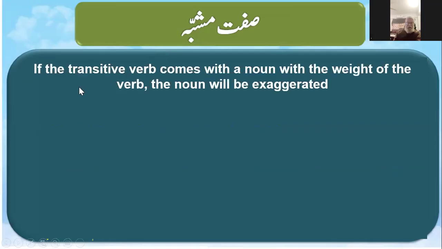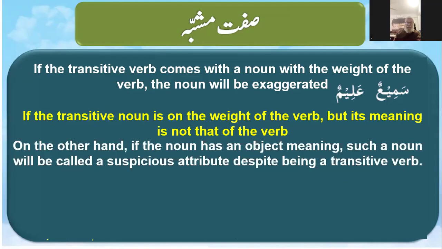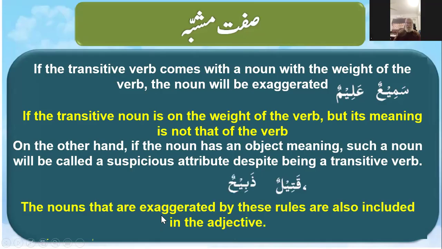Sifa mushabba: if the transitive verb comes with the noun, on the weight of the verb, the noun will be exaggerated, just like samiun, alimun. If the transitive noun is on the weight of the verb, but its meaning is not that of the verb, on the other hand, if the noun has an object meaning, such a noun will be called a suspicious attribute despite being from a transitive verb, just like qatilun, zabihun. The nouns that are exaggerated by these rules are included in the adjective.